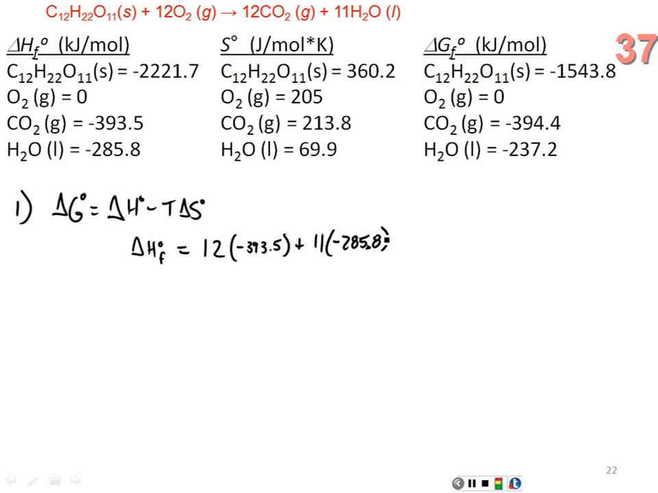So there are the products, and the reactants. So delta H is going to be minus 5,644.1 kilojoules per mole.